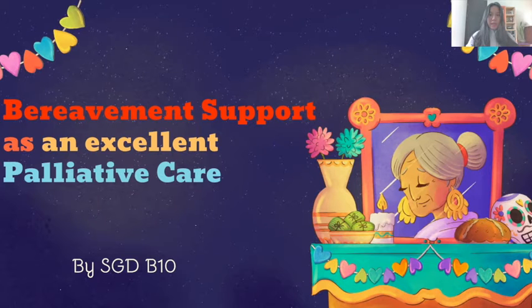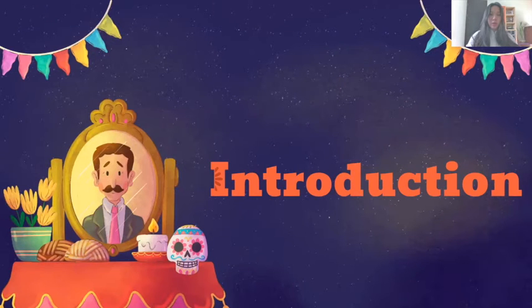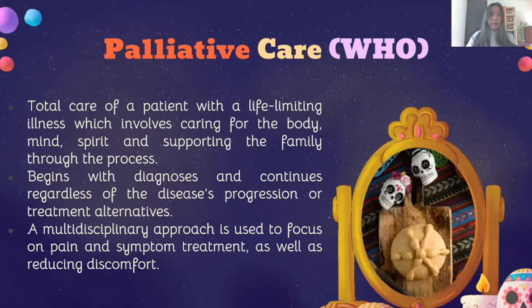For the background, at some point in life, everyone will experience the death of someone close to them. And grief is a natural emotional response to loss, although the course and effects of grieving differ from person to person. Next slide is the definition of palliative care from WHO, which defines palliative care as total care of a patient with a life-limiting illness, which involves caring for the body, mind, spirit, and supporting the family throughout the process. It begins with diagnosis and continues regardless of the disease progression or treatment alternatives.